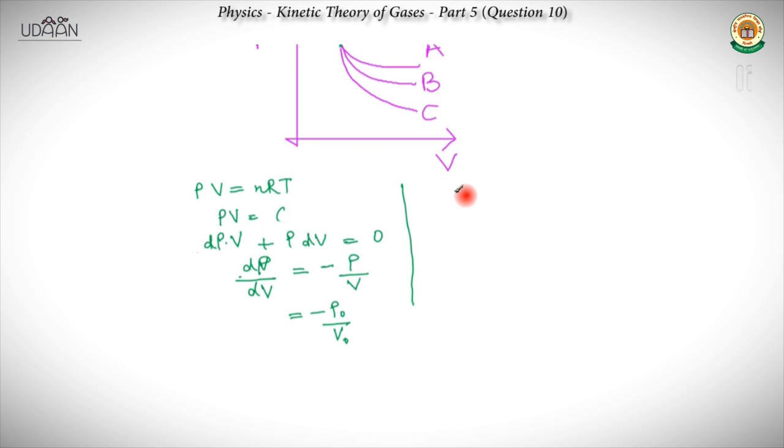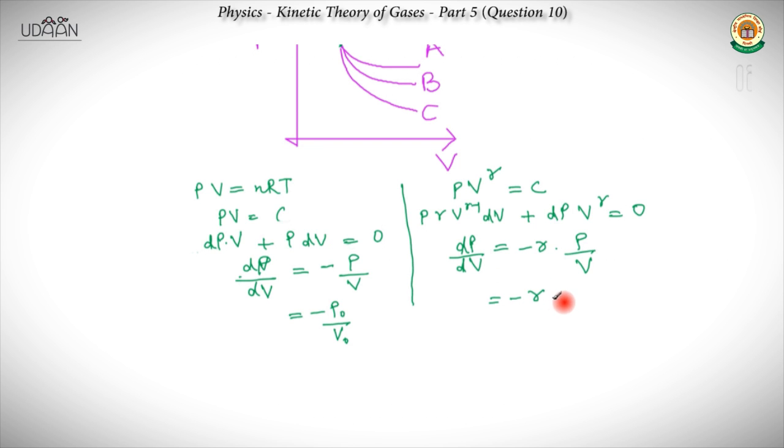Now we have an adiabatic process with PV to the power gamma equals constant. So we differentiate it and see what this will amount to. So P gamma V to the power gamma minus 1 dV plus dP V to the power gamma would be 0. And we would get dP by dV as minus gamma P by V, and on substituting P naught and V naught, it would amount to minus gamma P naught divided by V naught.